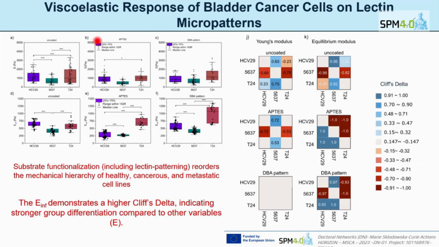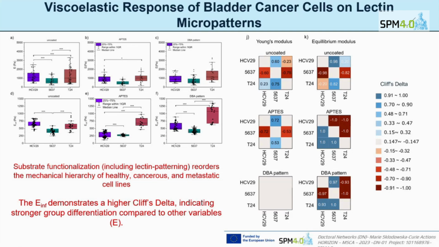This is also confirmed here, where I show you all three rows. Sorry. Rows. Not rows. Okay, on the top, you can see the distributions of the parameter for 3 cell lines on each substrate type.